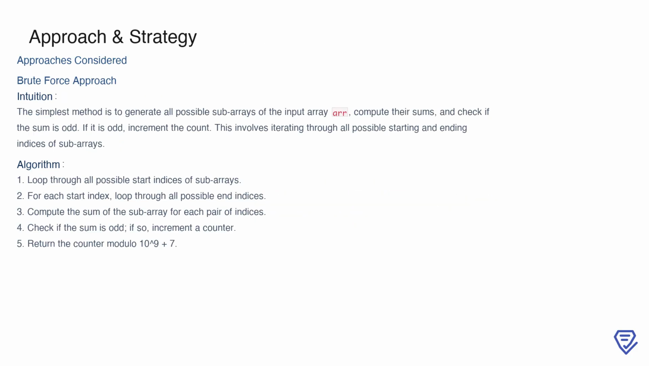To start, let's consider the brute force approach. The intuition here is straightforward. We generate all possible subarrays from the input array and calculate their sums one by one. If a subarray's sum is odd, we increment a counter. The algorithm involves iterating through all possible starting indices of subarrays and, for each starting index, iterating through all possible ending indices. Then, for every pair of start and end indices, we compute the sum of the subarray and check if it's odd. If it is, we increment our count. Finally, we return the total count of odd sums, ensuring the result is taken modulo 10 to the power of 9 plus 7 to satisfy the problem constraints.